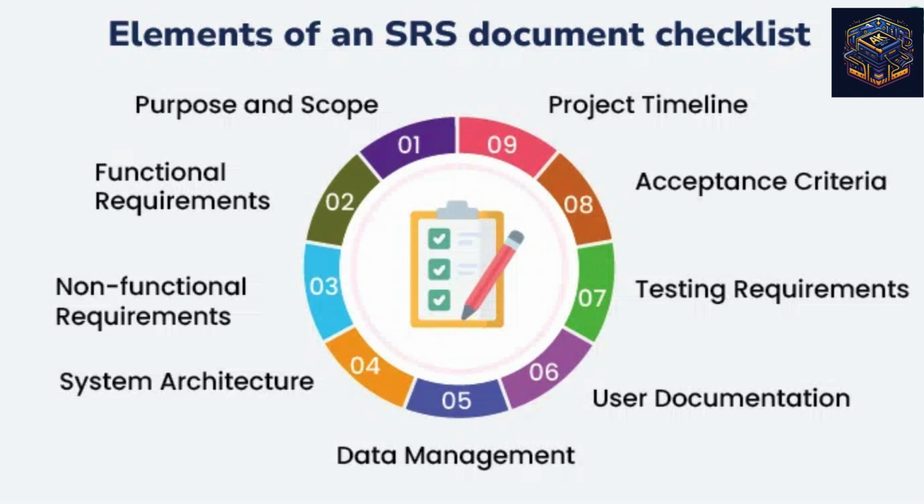Here are the key elements of the SRS document checklist: purpose and scope. The purpose and scope section provides a high-level overview of the software. It explains its target audience, the problem it addresses, and outlines constraints, assumptions, or dependencies affecting development.